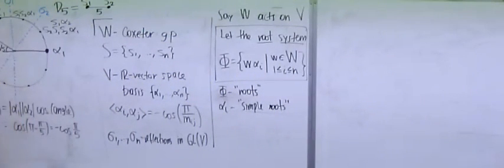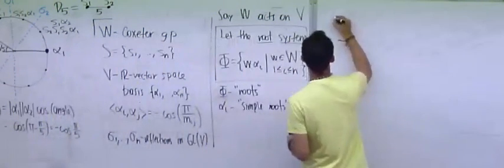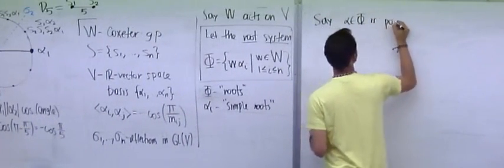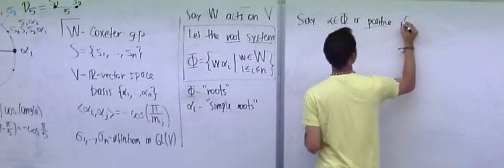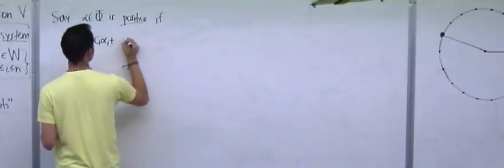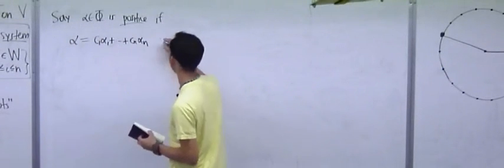Now, notice something, that alpha 1 up to alpha n is supposed to be a basis, right? And so what that means is that you can write any one of these roots as a combination of alpha 1 and alpha 2. Okay? And so I'm going to say that a root is positive if I can write it as a positive combination of the simple roots.